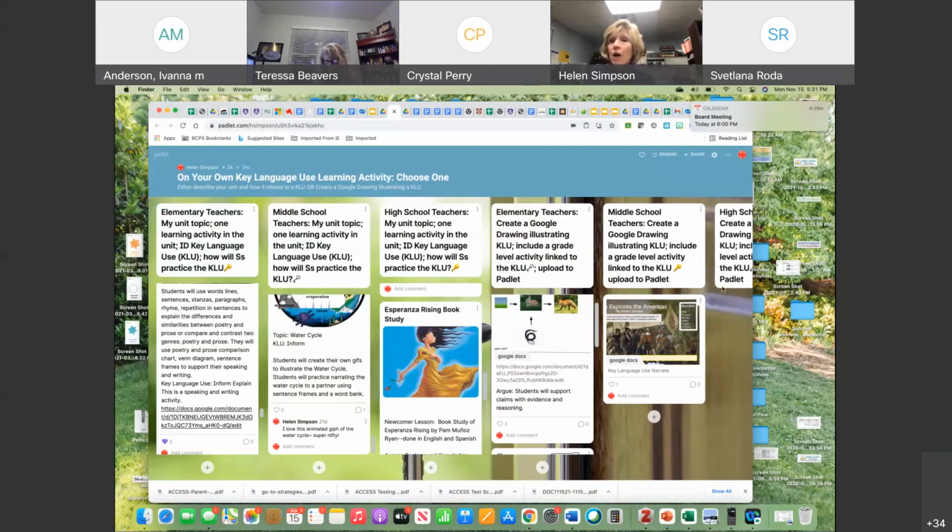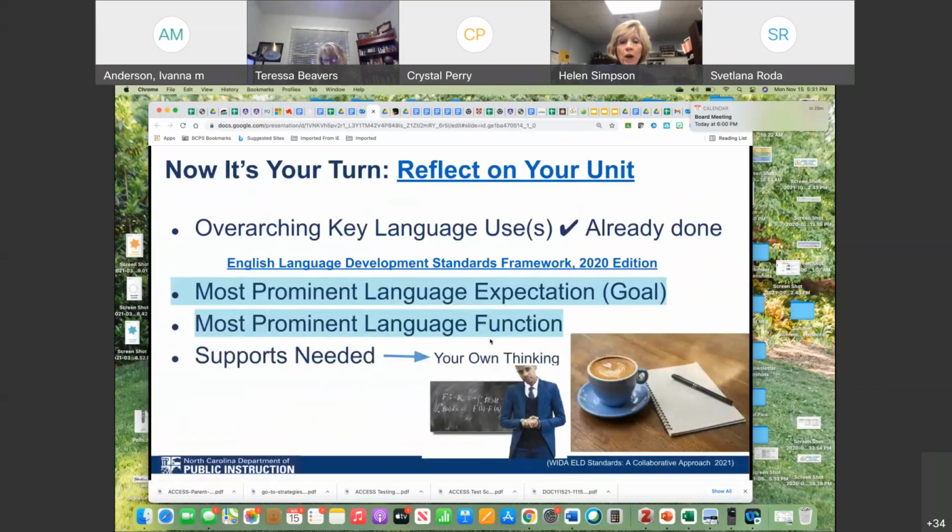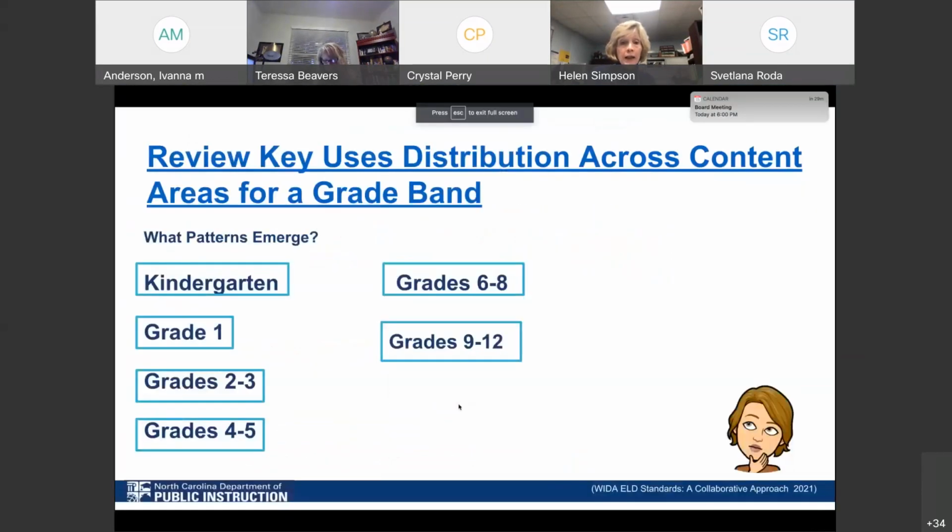Okay, and we are about out of time here. So we will spend a little more time next week unpacking the work that we've done and maybe even continue a little more. I want us to reflect, last time we spent quite a bit of time on looking at patterns of key language uses, the most prominent ones, how they distributed across the grade bands.